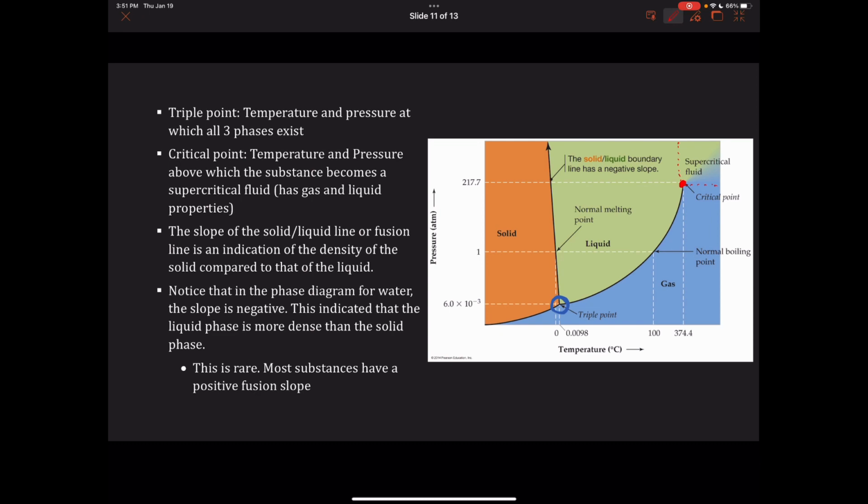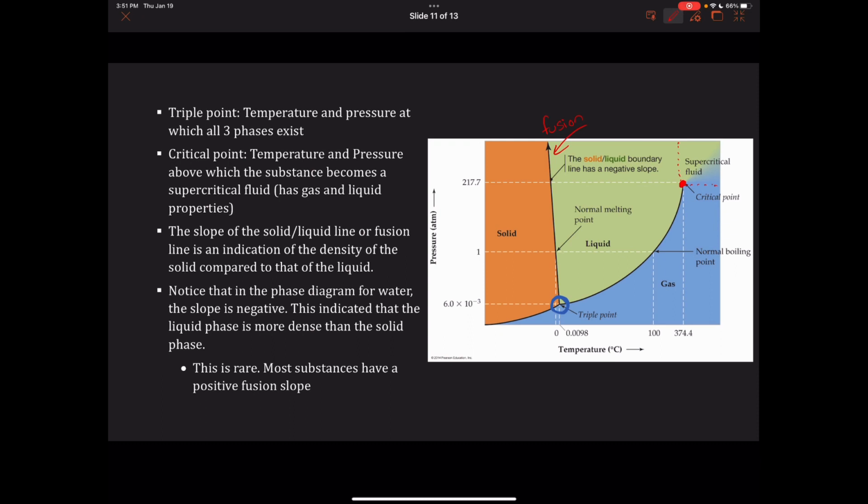Another important feature is the slope of the solid-liquid line, known as our fusion line. That line is going to give us an indication of the density of our solid compared to that of our liquid. Now, this phase diagram is the phase diagram for water. Notice that the slope is negative, so it's leaning back towards our y-axis. So we've got that negative slope.